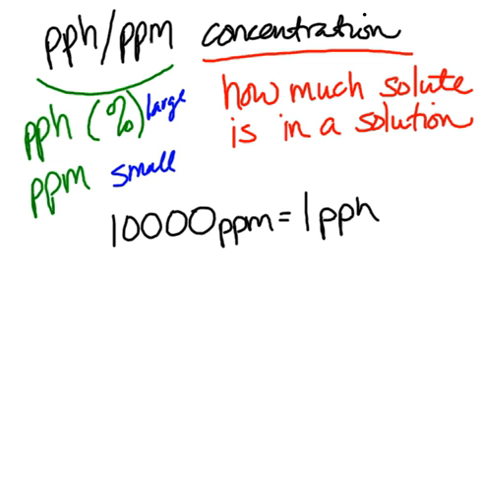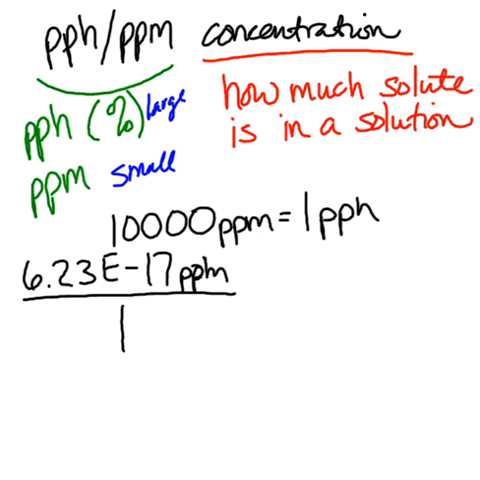parts per hundred, for example, 6.23 times 10 to the negative 17 parts per million, and I want that in parts per hundred. What I would do, just like anything else, is put it over 1, and then I know that I want parts per million on the bottom, so 1, 2, 3, 4, yeah, 10 to the 4 parts per million for every 1 part per hundred. My parts per million will cancel out, and I'm left with parts per hundred.